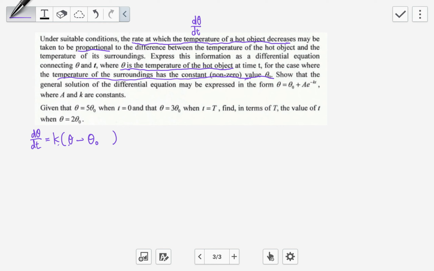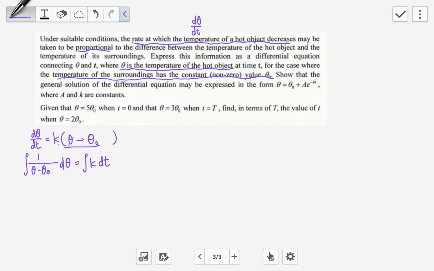So next, express this information as a differential equation connecting theta and t. Show that the general solution of the differential equation may be expressed in the form given. So I'll bring the theta over to the side of the theta, so I just have theta minus theta naught, and this dt I'll bring over, so I'll just get k dt, and then we solve this.